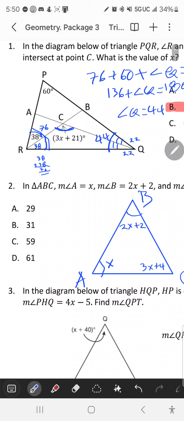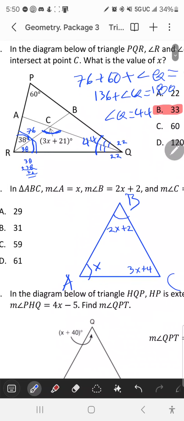So this is an easy one. We have the three angles of a triangle, and we want to know the value of x, which is the value inside of each of the angles, basically.